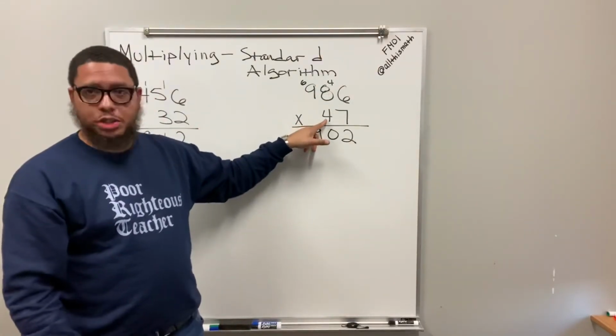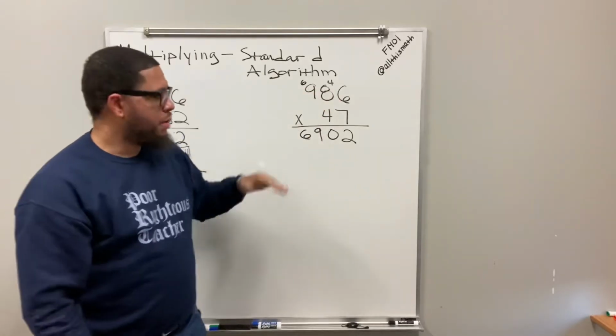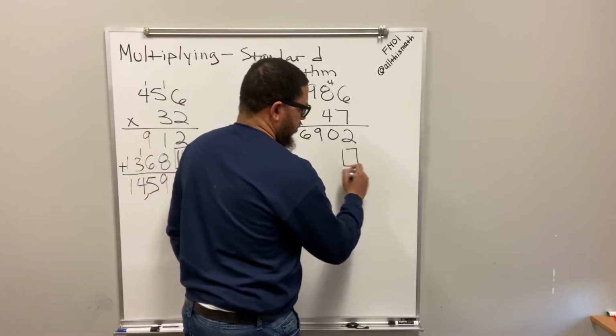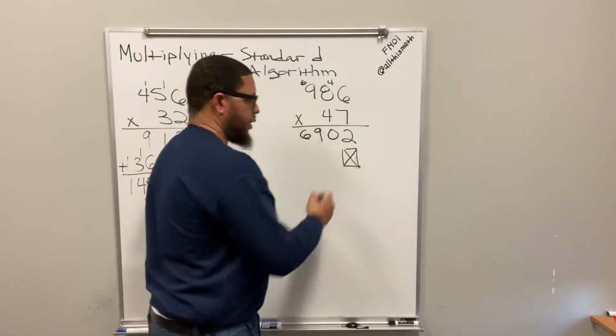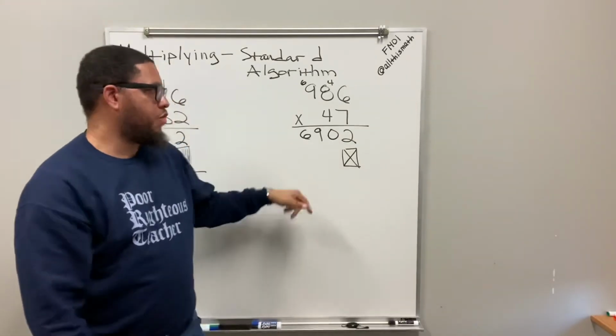Now, it's the 4's turn. We're going to multiply 4 by each of these 3 numbers, all right? But in my second row, don't forget, you got to indent. You got to indent 1 space. 4 times 6 gives me 24. So I write the 4, then I carry the 2.